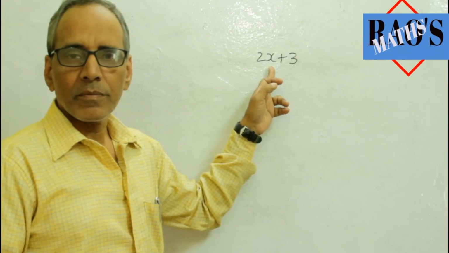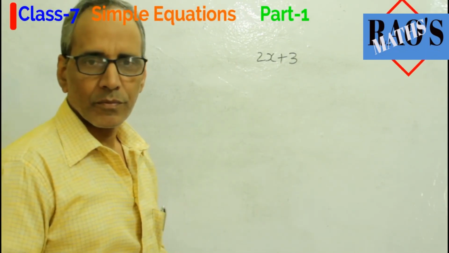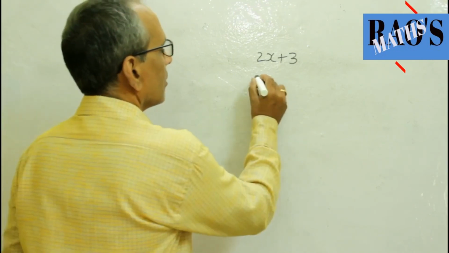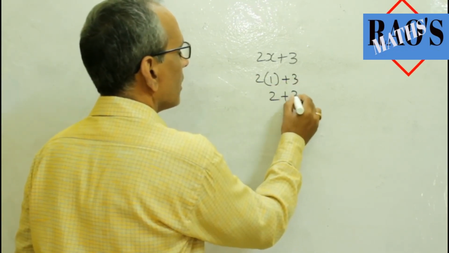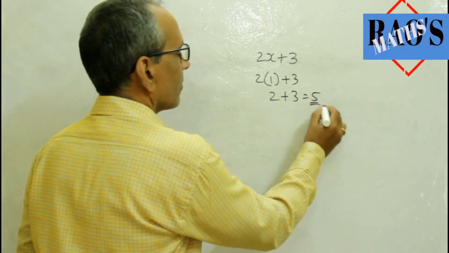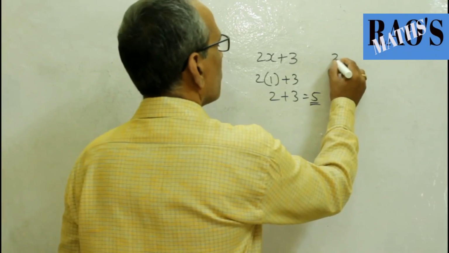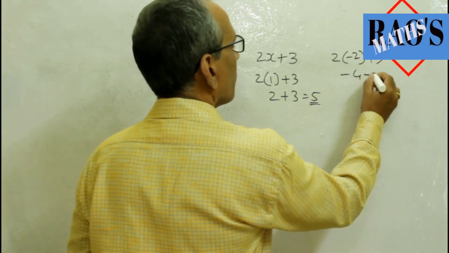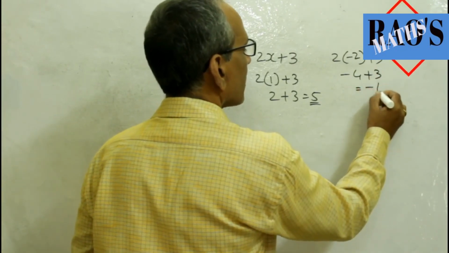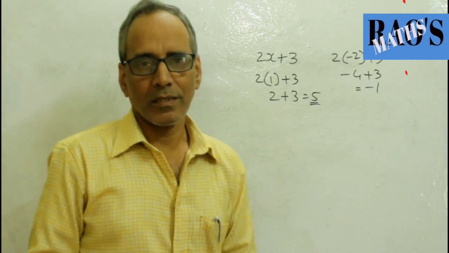If I take 1 in the place of x, its value becomes 5. That is 2 of 1 plus 3, that is 2 plus 3, which is equal to 5. If someone takes minus 2, it becomes 2 of minus 2 plus 3, that is minus 4 plus 3, which results in minus 1. So the expression value is not at all fixed.